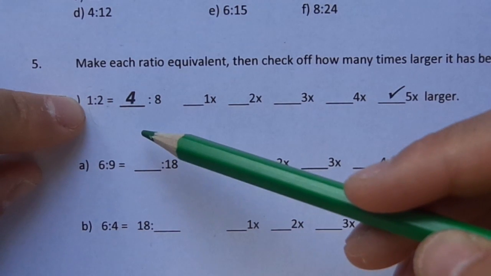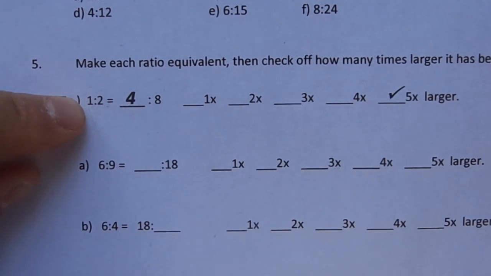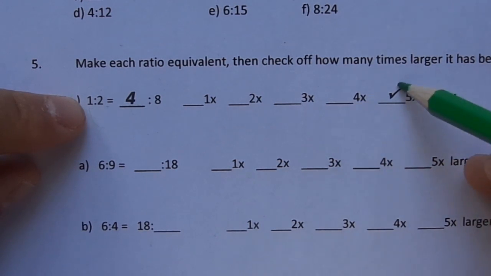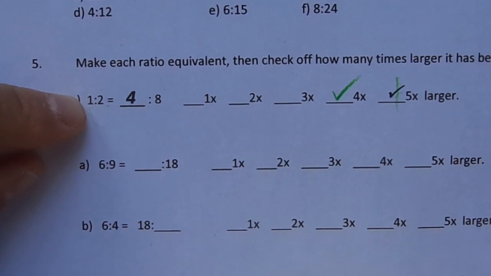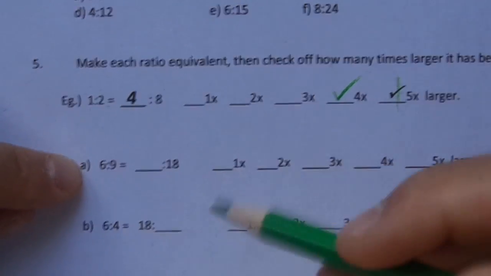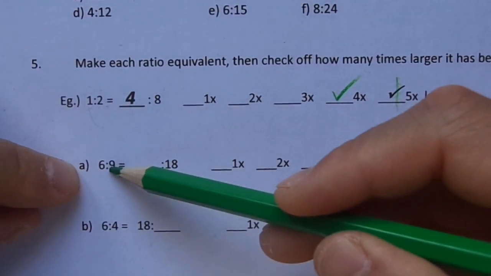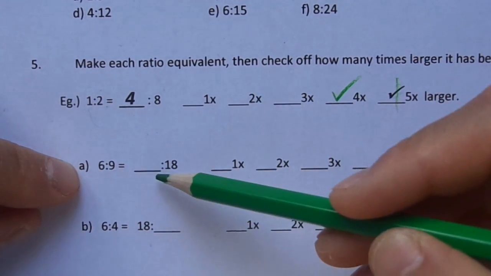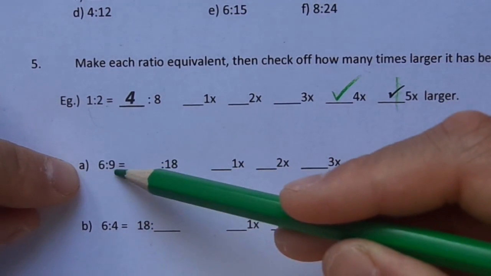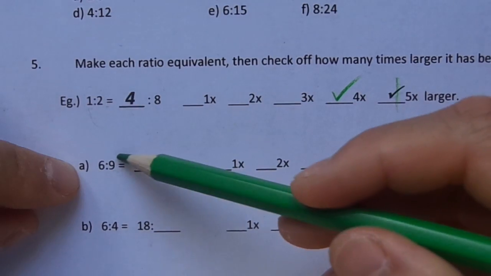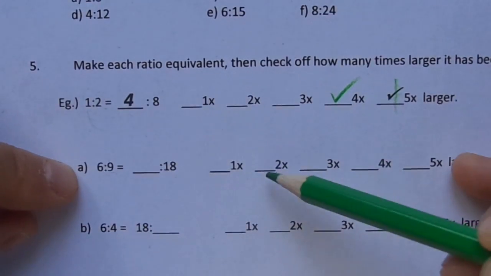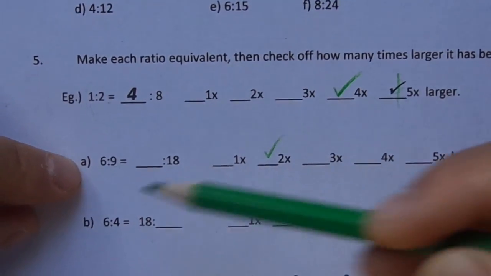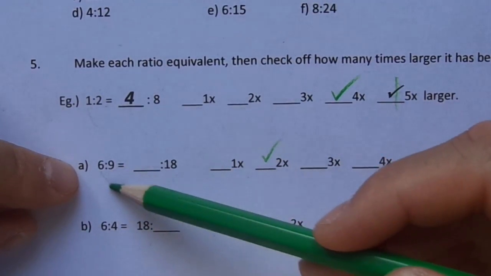Okay, and so this is in fact wrong. It should be 4 times larger. Okay, now for the next one, you see here 6 to 9 is what ratio to 18? How do I get from 9 to 18? Well, I multiply by 2. So what that tells me is it's 2 times larger, and I've got to multiply this by 2.